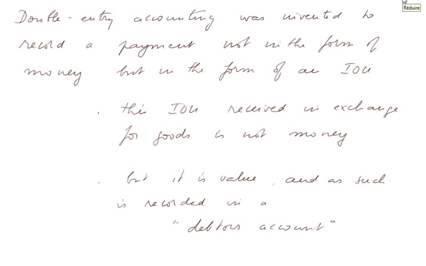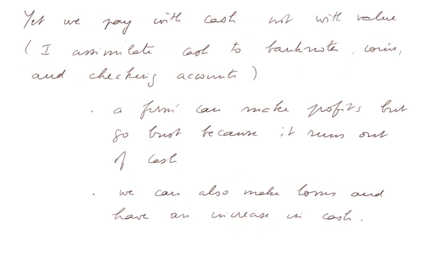Double entry accounting was invented to record a payment, not in the form of money, but in the form of an IOU, that is a promise. This IOU, received in exchange for goods, is not money, but it is value, and as such is recorded in a debtor's account. We saw that at the beginning of this course in double entry accounting. Yet, we pay with cash, not with value.